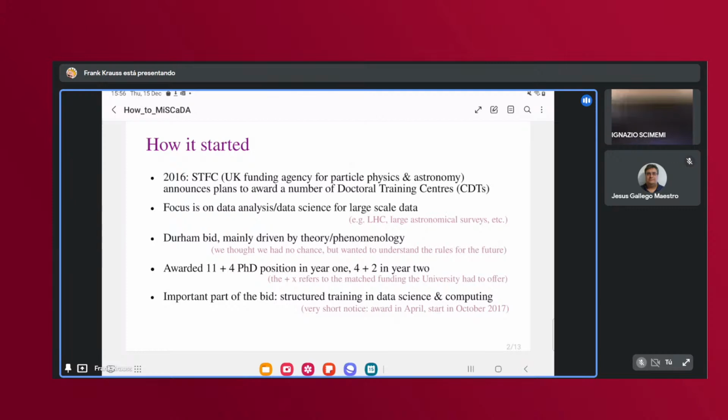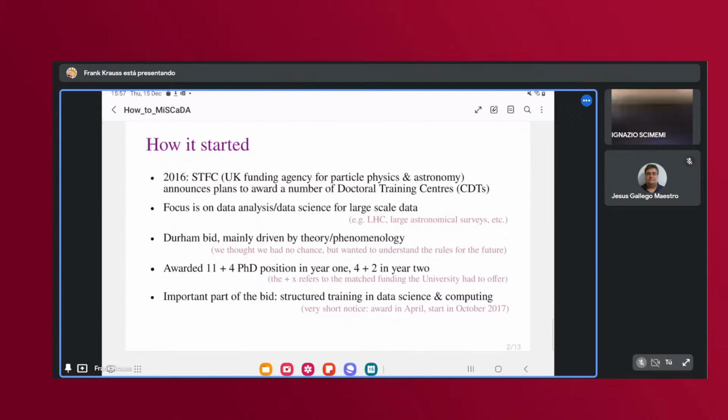At the moment, our funding for PhD students is pretty much defined by the number of academics that you have in your group. Every academic in STFC space has, on average, one PhD student every 4 years if you're a theorist, and every 2 to 3 years if you're an experimental or observational astronomer. So in 2016, as I said, they announced plans to award a number of doctoral training centers, or CDTs, and there was some apprehension, in fact, that this could be a change in how STFC funds future PhD students.